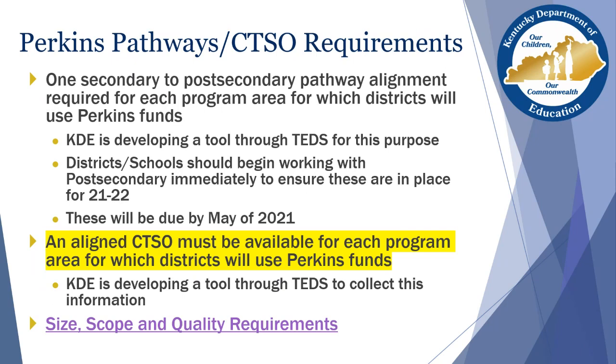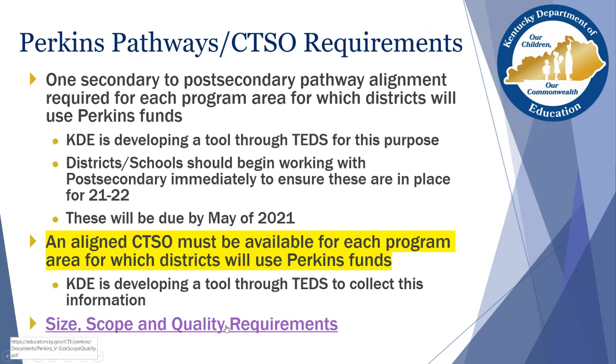Another big change in Perkins 5 language is you must have a Career Tech Student Organization, or CTSO, aligned to your program area. Otherwise, that program will not be able to use Perkins funds. This will also be reported through TEDS. So once again, I keep hammering that home, but it's vital that your program and your pathways exist in TEDS.